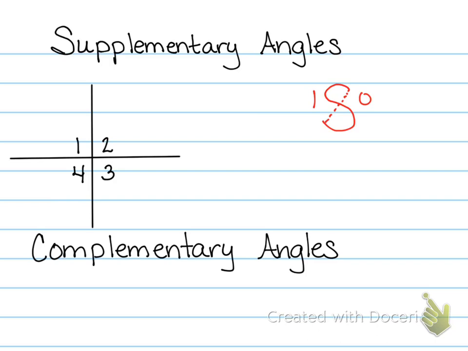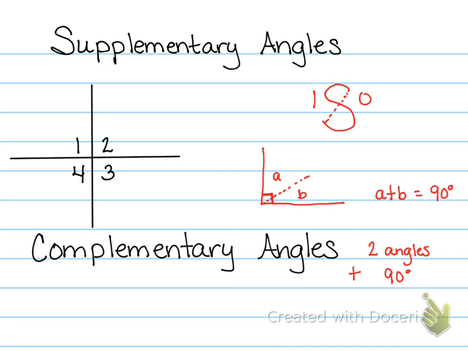When we look at complementary, these are two angles that when we add them together equal 90 degrees. Let's say, for example, we had a 90-degree angle, and it was maybe cut here. We know it's perfectly 90 degrees. And maybe we call this angle A and this angle B. Angle A plus angle B would equal 90 degrees.